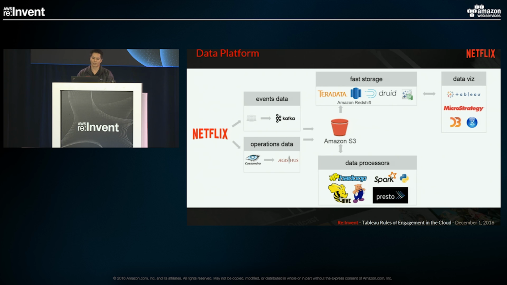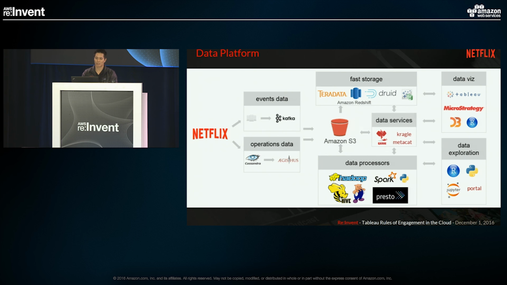Now, in terms of data viz, Tableau is our main tool that we use for visualizations. But we also use MicroStrategy, D3, and something called Shiny in R for niche visualization use cases. Additionally, we provide tools like iPython notebooks and Jupyter and interfaces like the portal that allow you to do this additional data exploration work. And then finally, we have some internal data services that we built that really hold everything all together.